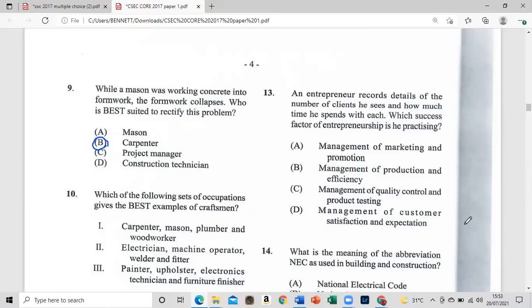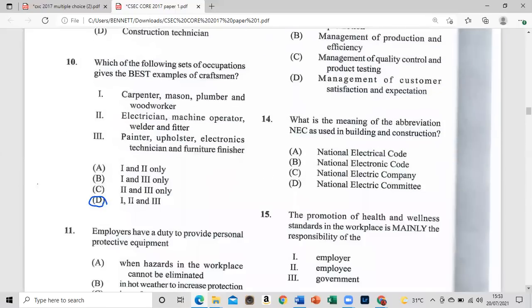So that would be B, management of production and efficiency. And efficiency is very important when you're having a business, all right? Be efficient and be very effective. All right, let's look at what is the meaning of the abbreviation.